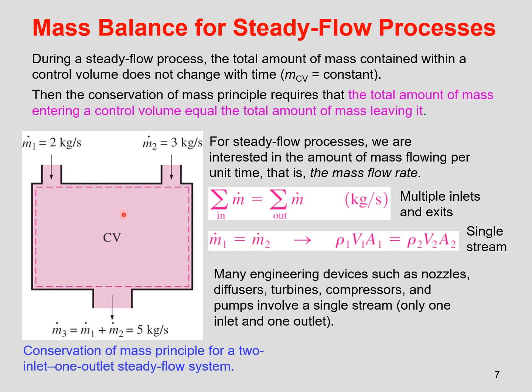Now, in the example that the book shows, you would have m1 dot plus m2 dot equals m3 dot. So you'd have a slightly different equation for that. And this is where the multiple inlets and exits equation comes in very nicely. In a lot of cases we deal with in engineering, devices we make, such as nozzles, diffusers, turbines, compressors, and pumps, they only involve a single stream, one inlet, one outlet. So they're easier to deal with.